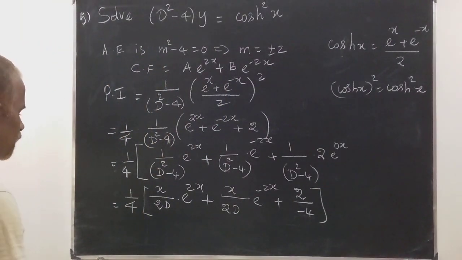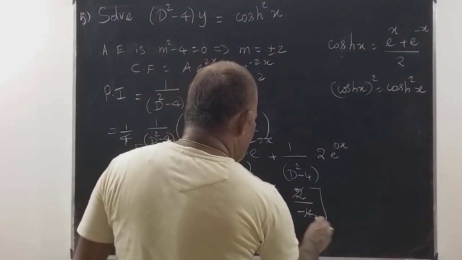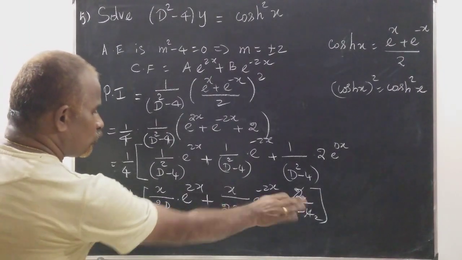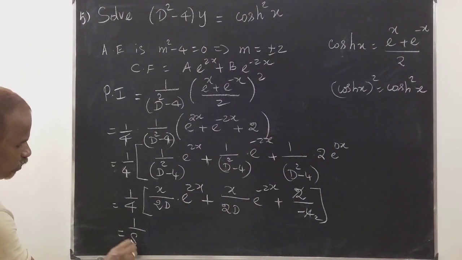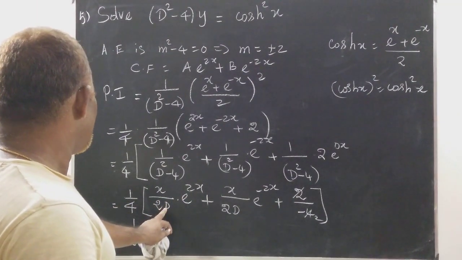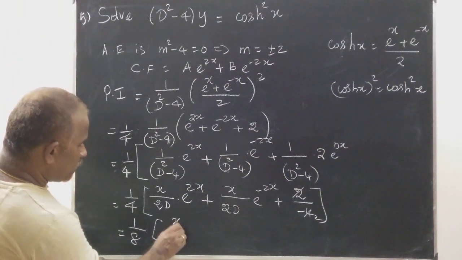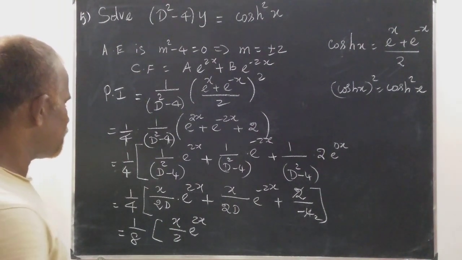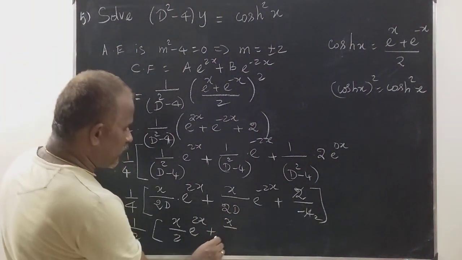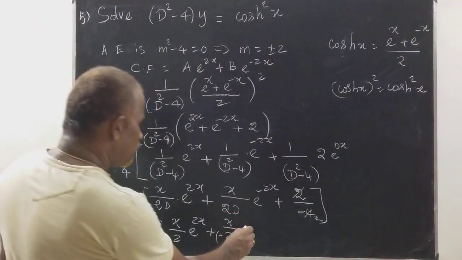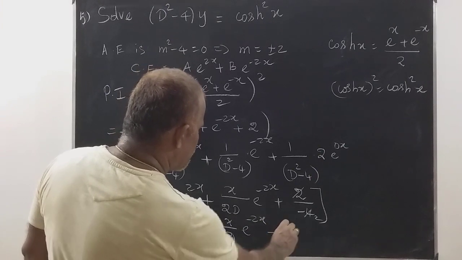Okay, so therefore this is equal to, here is minus 2, here is minus 2. So all the 2s will be taken out. So 1 by 8 into, replace D means what? x by 2 e^(2x), x by 2 into e^(2x) plus again x by minus 2 into e^(-2x) minus 1.